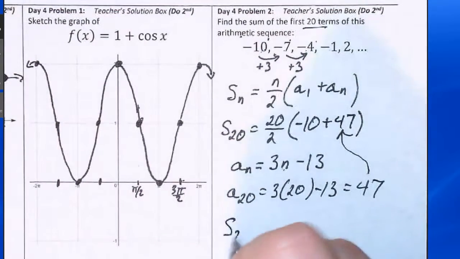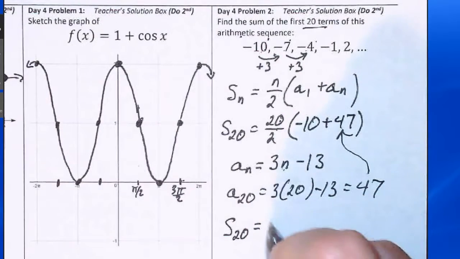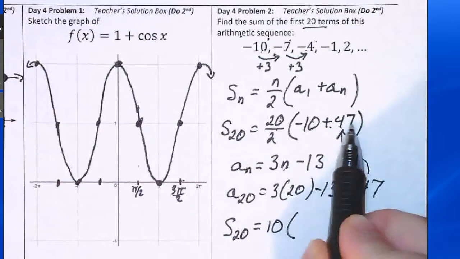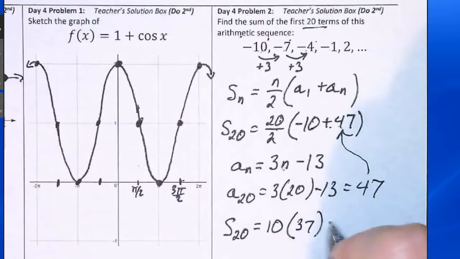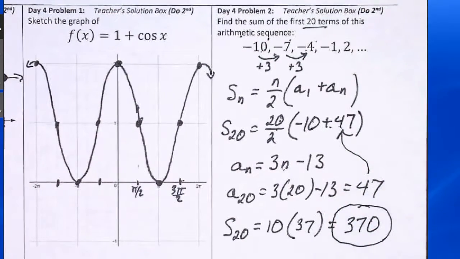So let's go back to finding the sum of 20 terms. 20 divided by 2 is 10. And -10 plus 47 is 37. 10 times 37 is 370. There's our sum.